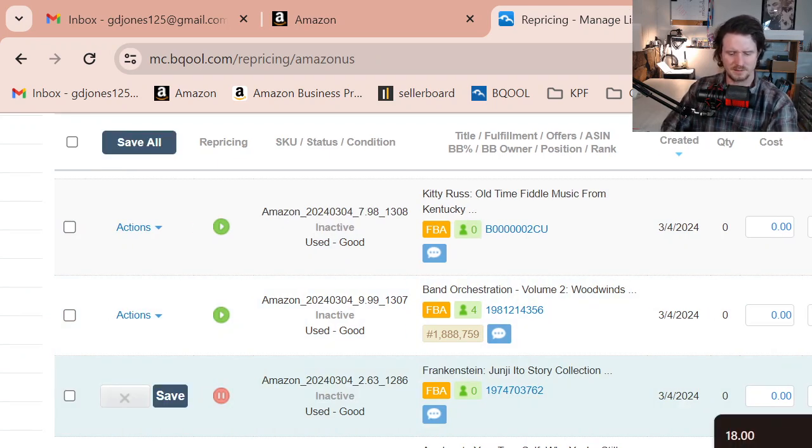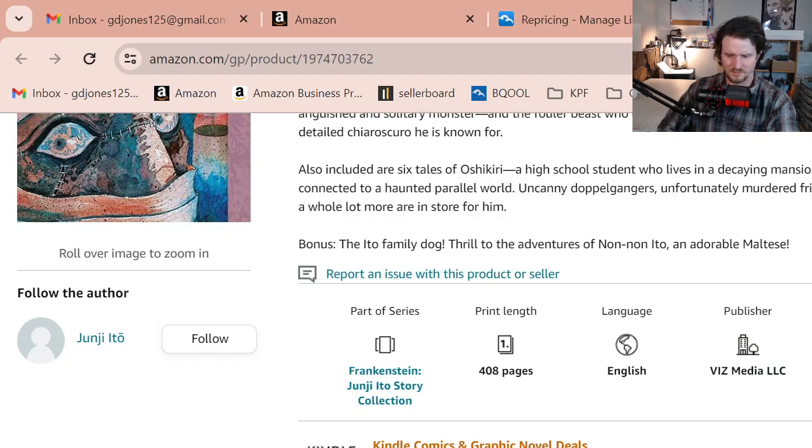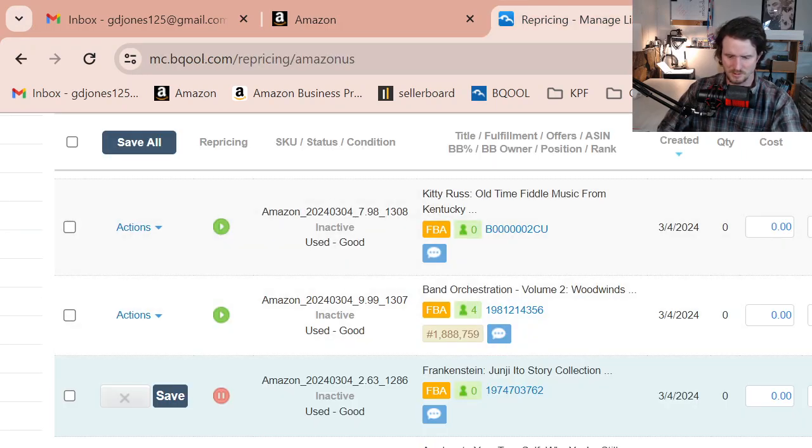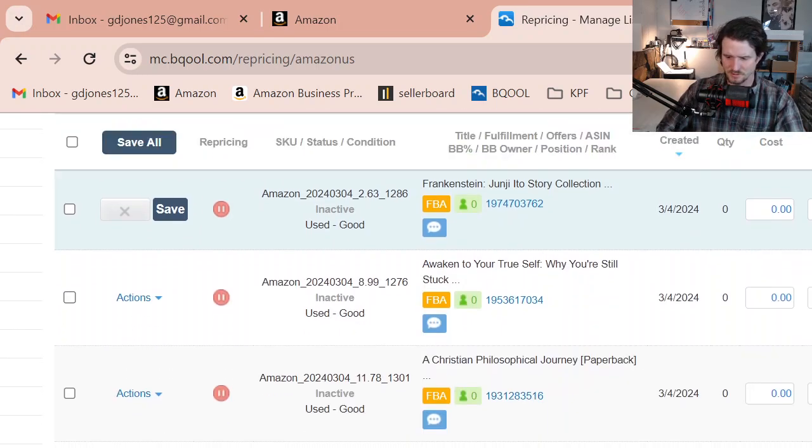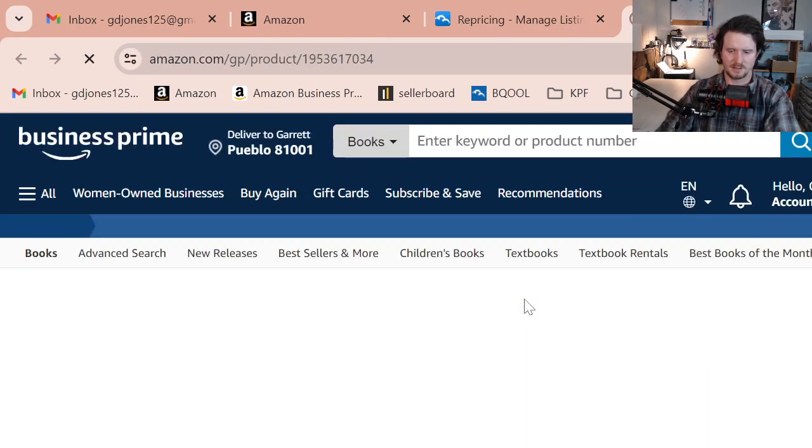So we got 18. We'll put it down to 15 even, because if we sold it at 15, we're not quite doubling our money. Now let's pop it up to 16. That'll be better. 16. Compete with the FBA sellers. Boom. All right, next.